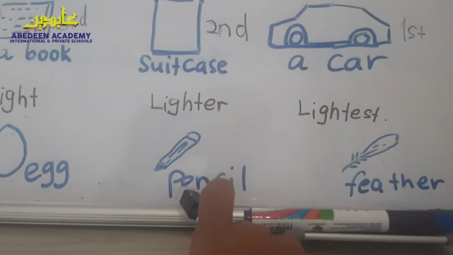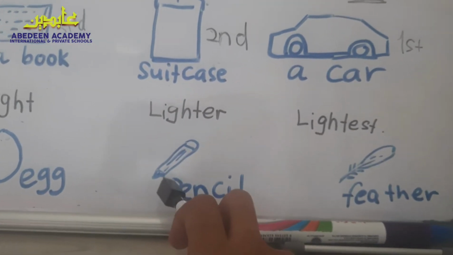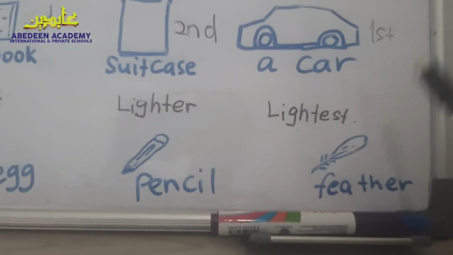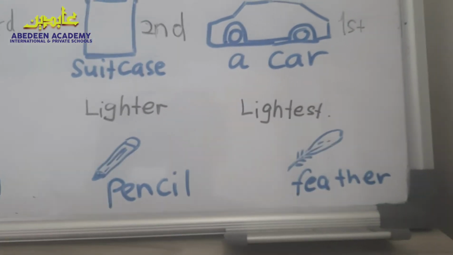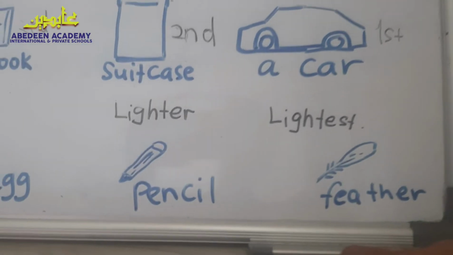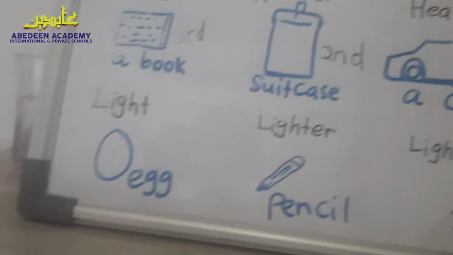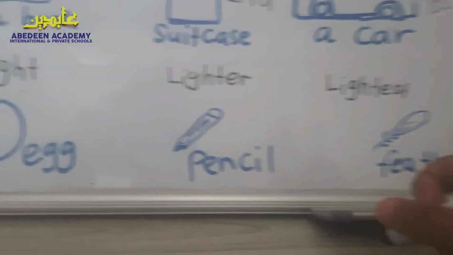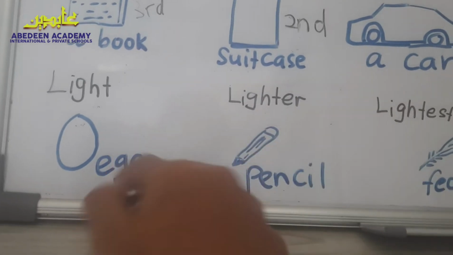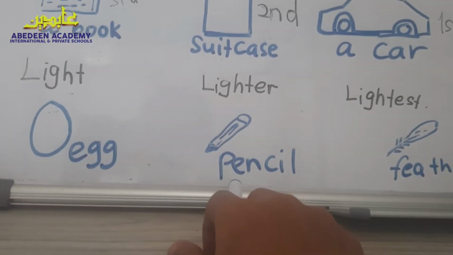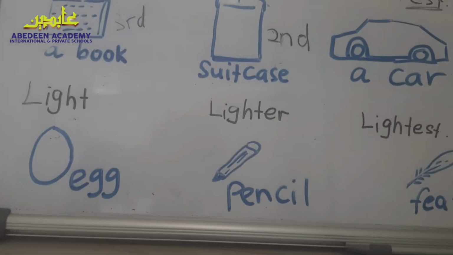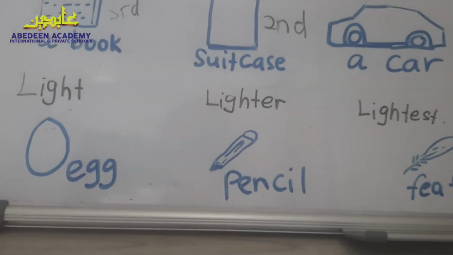And then we have a short pencil, right? Short pencil, it's also very light, right? And finally we have a feather, which is also very light. If you carry it with your hand, you don't even feel the weight of a feather, right? So if you want to compare an egg, a pencil, and a feather, which one is the lightest? Which one has the least amount of weight?